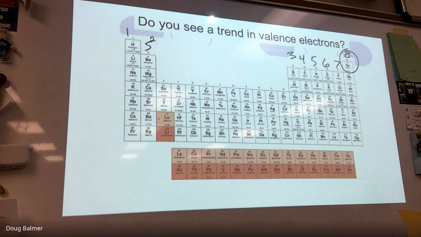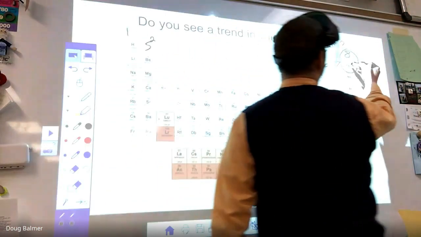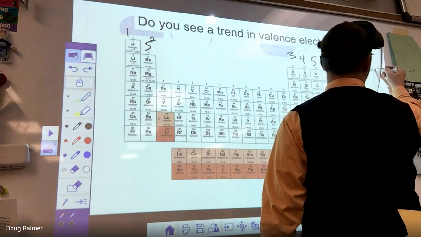Column 18 makes you think it should have 8 valence electrons. But how many electrons does helium actually own? 2. Can you have 8 outer electrons if you only have 2 electrons in the periodic table? No, it's simply a 1s2 configuration. So therefore, helium would be an exception. Helium would only have 2 valence electrons.